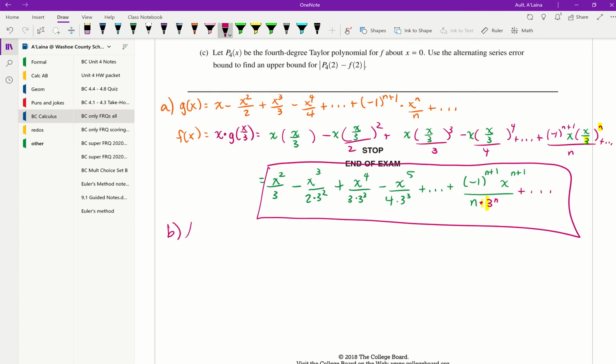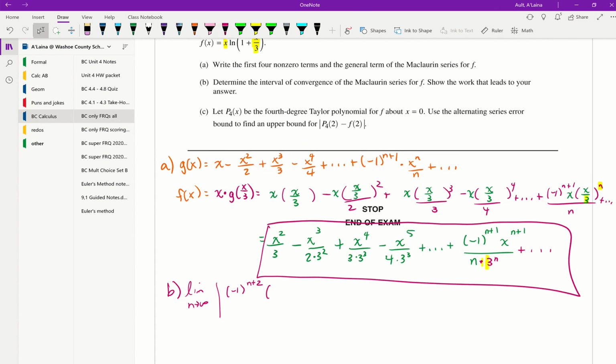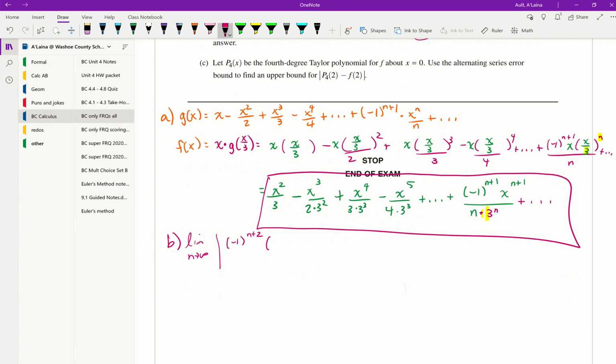All right, so this is the limit as n approaches infinity of the absolute value of, I'm going to start with the general term, but I'm going to add 1 here to this general term. So instead of n plus 1, this would be n plus 1 plus 1, or n plus 2. And then remember, this is for f, so I'm using this general term right here. So x to the power of 1 more than n plus 1, so n plus 1 plus 1.